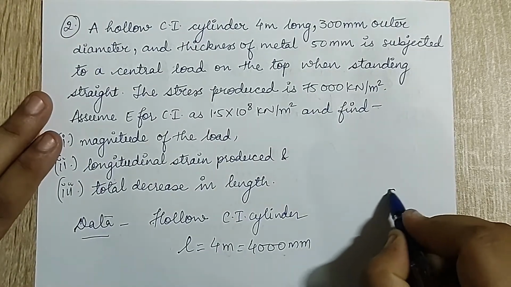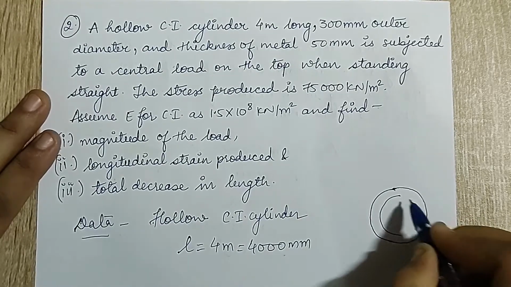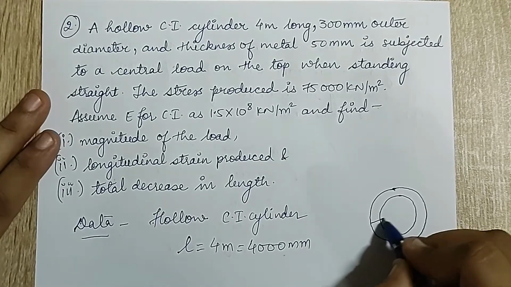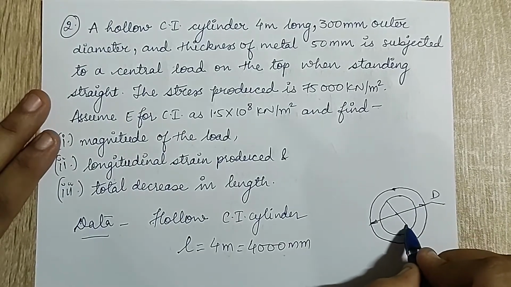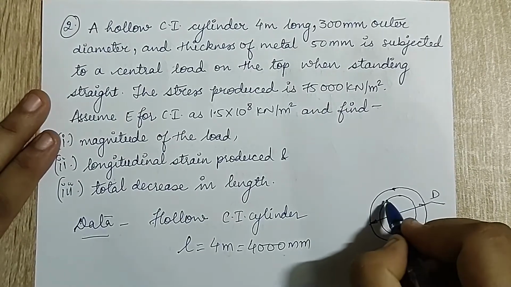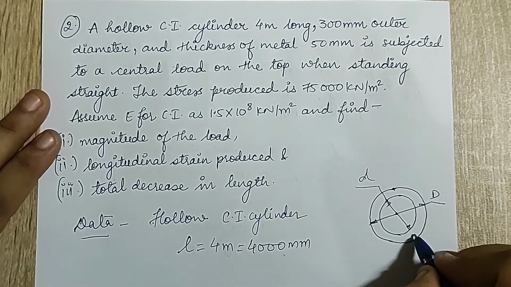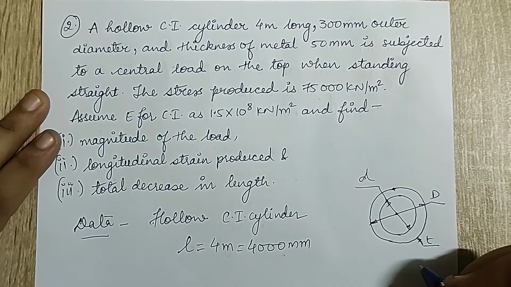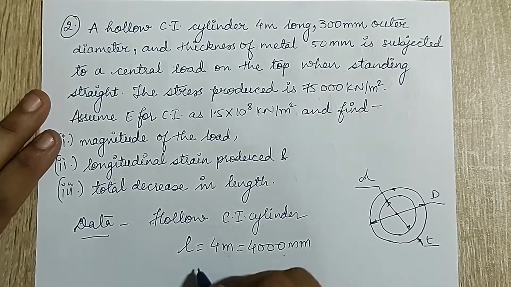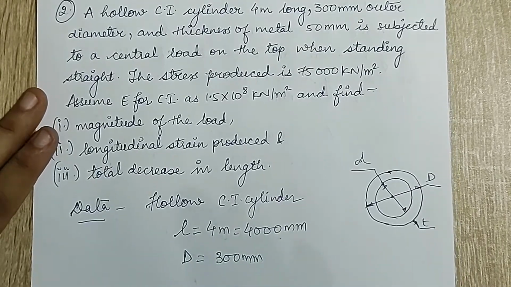Now if I draw a hollow cylinder, it will be something like this. This is the outer diameter, say D, and this is the inner diameter, say small d, and this distance will be the thickness value, the gap that you see here. It is given the outer diameter, so D is given as 300 mm, and it is given the thickness of the metal T is how much?